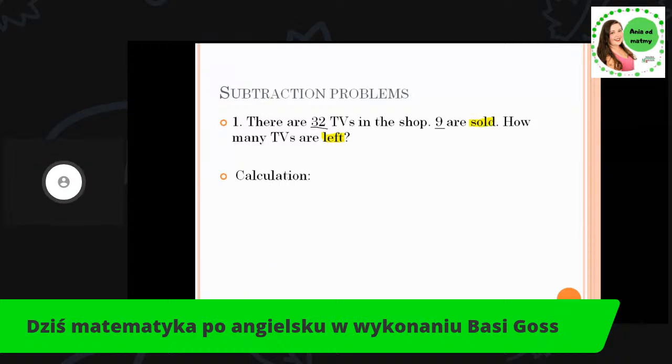What calculation are we going to use? Can you write your calculation, please? And we've got a few answers here. Okay, so the calculation would be, thank you very much for your answers, 32 minus 9 equals 23.